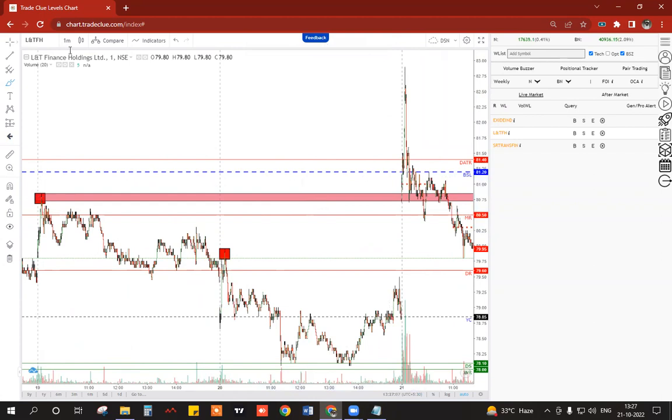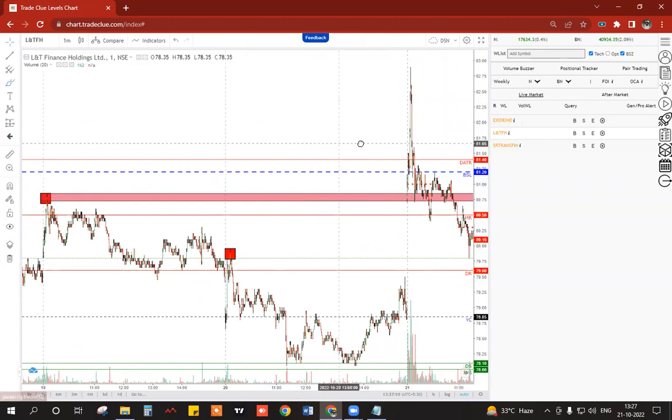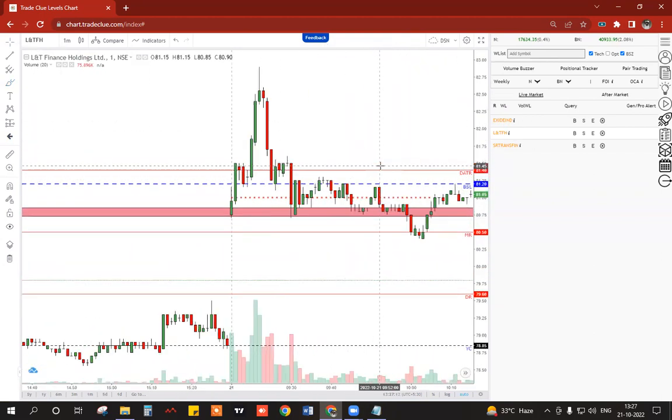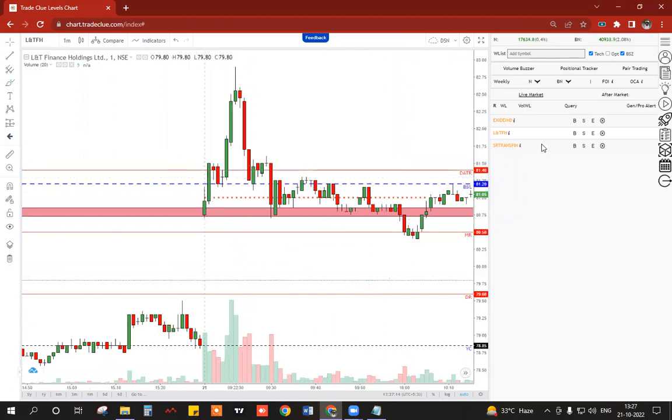Now we had SR Transfin, LTFH, Exide Industries in the first 5 minutes, in the first hour itself. So these three stocks were there on our radar. Those who are trading on the volume buzzer scanner, it will be helpful for them basically. If I'm getting such structures, I'm pretty much interested.